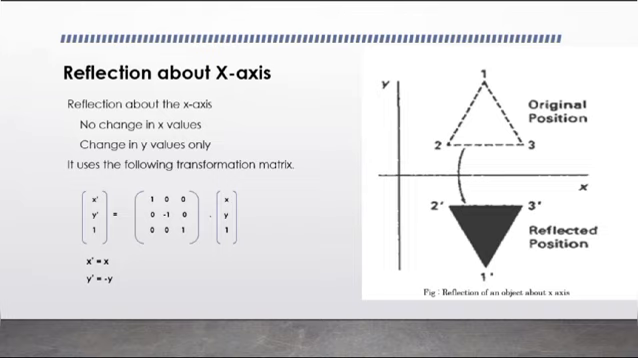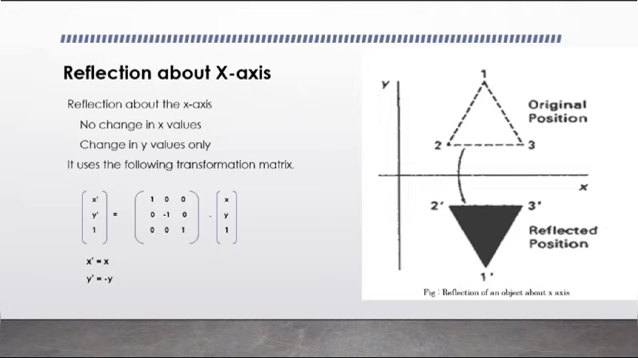Here is the transformation matrix for reflection about x-axis. Transformation matrix can be written as homogeneous coordinate matrix multiplication. The new coordinates can be written as [x' y' 1] equal to the matrix [1 0 0; 0 -1 0; 0 0 1] into [x y 1]. The new coordinate is represented as x' equal to x, y' equal to minus y. That is, there is change in only y value. Y value become negative.